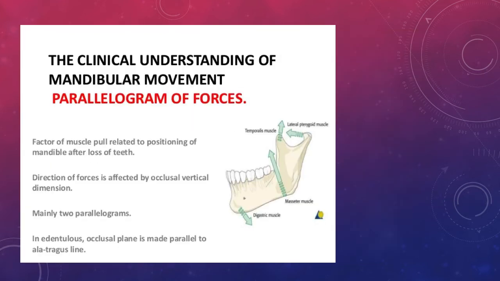The clinical understanding of mandibular movements: parallelogram of forces, and the factor of muscular pull related to positioning of the mandible after loss of teeth. The direction of force is affected by the occlusal vertical dimension, mainly according to the parallelogram. In the edentulous patient, the occlusal plane is made parallel to the Camper's line.